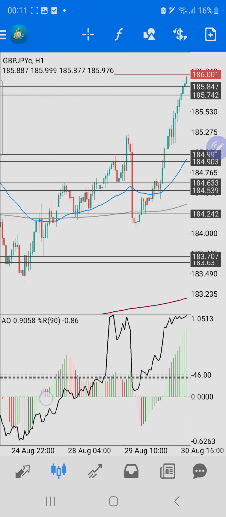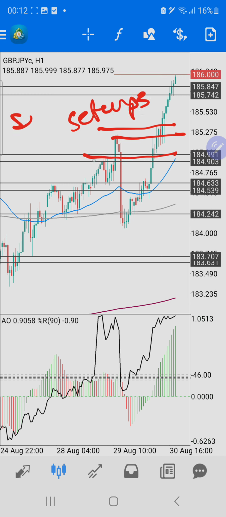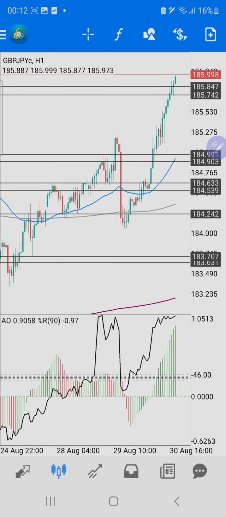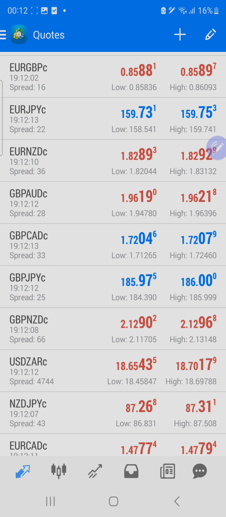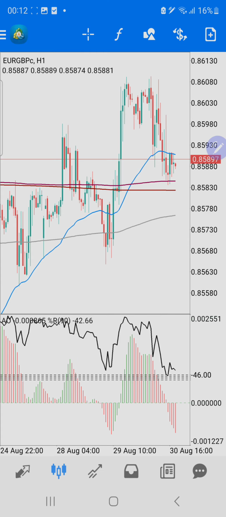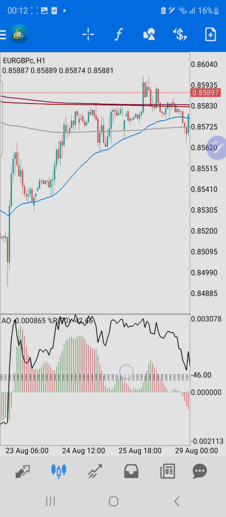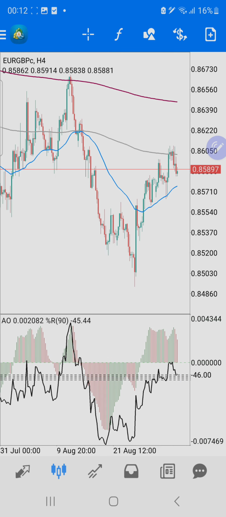Again we have a setup here. Now I told you GBP JPY, this is the setup, this is setup number 3. You can even say this is setup number 2 if you draw it like this. Now let's go to another chart. Let me see if I can find another good chart for you guys. Let's go on H4.